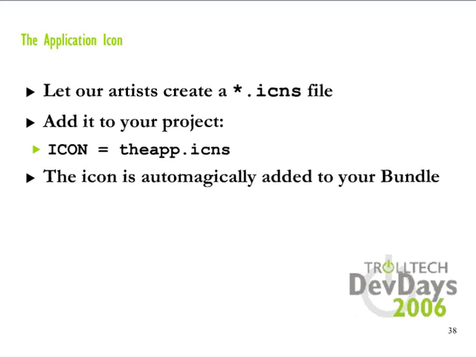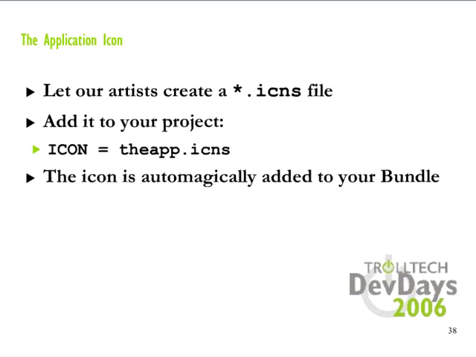Now, how do we get the application icon? You let your artist create an ICNS file, which is the native Mac icon file. There's an icon editor on the Mac, so it's quite easy to use. And all you need to do is to add it to your project. If you use qmake, you say ICON equals app.icns. If you use another build system, try to fiddle it in. And the icon is automatically added to your bundle. So you don't have to worry about anything.